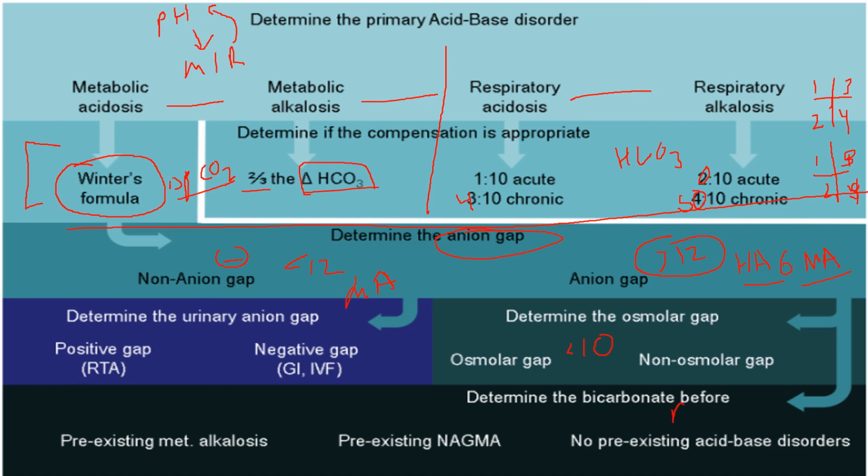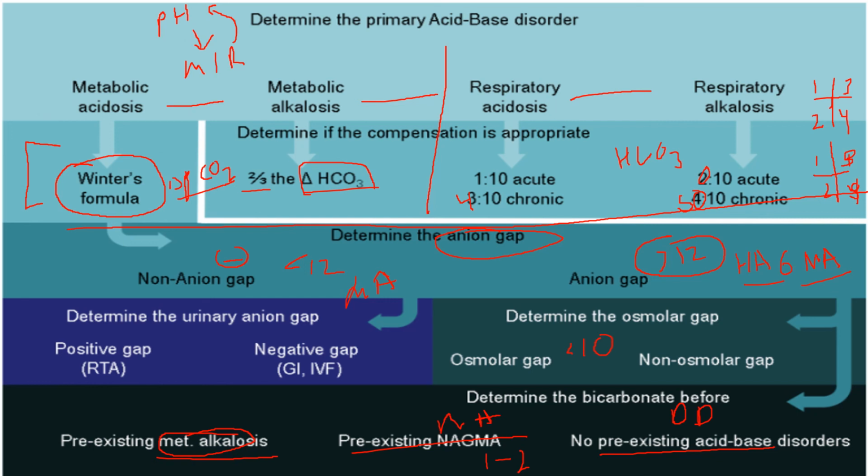And then we also calculate our delta-delta for HAGMA, right? Our delta-delta is going to tell us other things about the condition. Remember, 1 to 2 is normal. So 1 to 2 is normal. If we have greater than 2, we have either metabolic alkalosis in that case, or respiratory acidosis. And then if we have less than 1, we can have a metabolic acidosis on top of that. So there's a bunch of conditions where our delta-delta will tell us that we have an extra thing going on if it's not between 1 to 2. All right, so remember that.